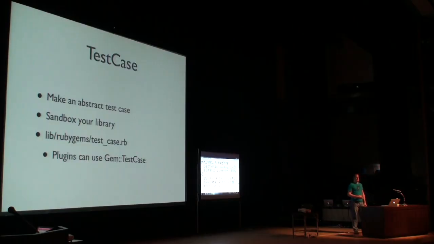And you should also have an abstract test case that ships with your library. It provides a sandbox for running your library. That way, you've got all the utility methods in there for creating any mocks or stubs or any other thing you need in order to test your library. And I like to put my test cases in the lib directory. That way, if somebody wants to write, say, an extension to RubyGems, they can take the gem test case and use that to write the extension. And they don't have to redo all the work that I've already done to make the library easy to test.